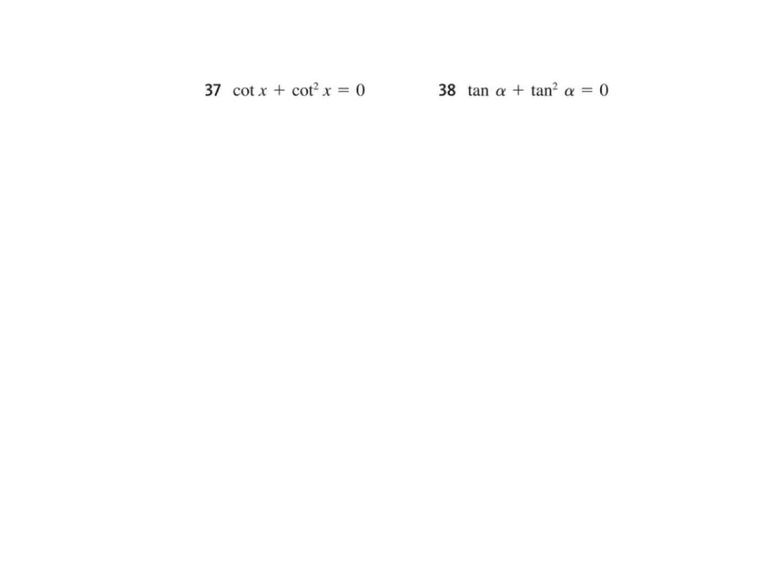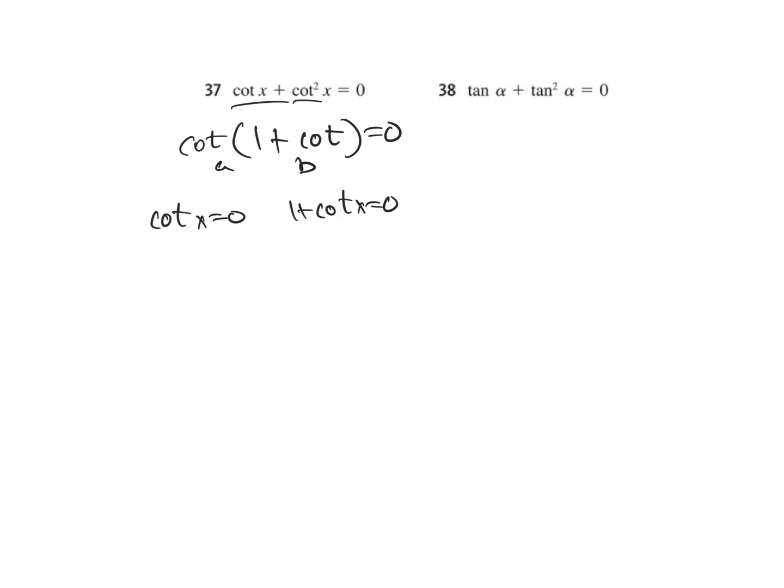Now, cotangent plus cotangent squared. So they both have cotangents. It's not a trinomial, so you're not going to factor that, but we can factor a cotangent out, and you get, oops, that should be 1 plus cotangent equals 0. So there's your A and your B. So cotangent of x equals 0, or 1 plus cotangent of x equals 0.